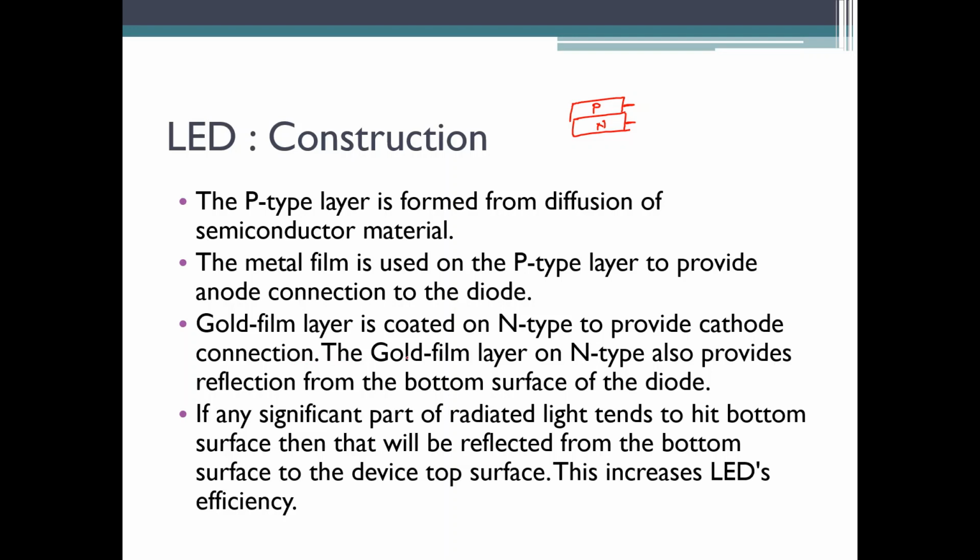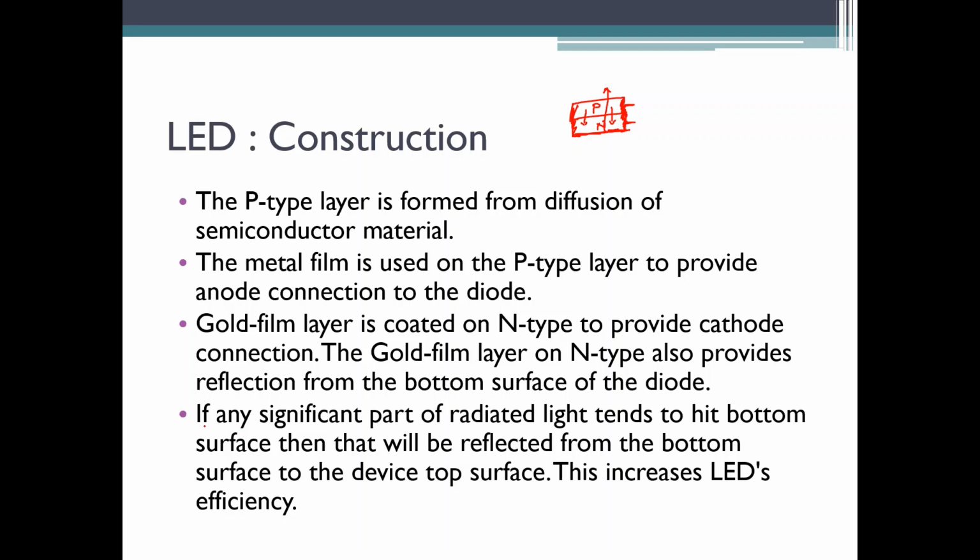The gold film layer on the N type also provides reflection from the bottom surfaces of the diode. That's what I have been explaining to you till now. In case light comes to this surface, I want it to be redirected back. That's why I'll be coating these surfaces with a gold film, or at least a silver foil, which is at least 100% reflective, so that my LEDs can give you maximum light.